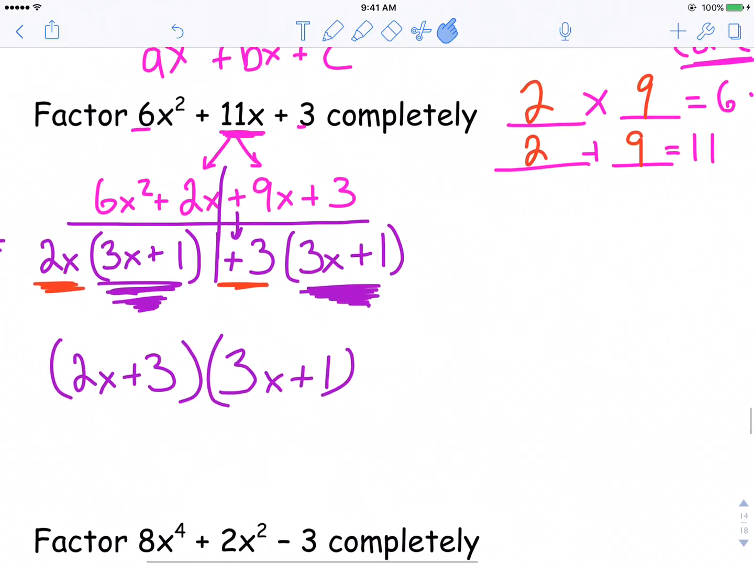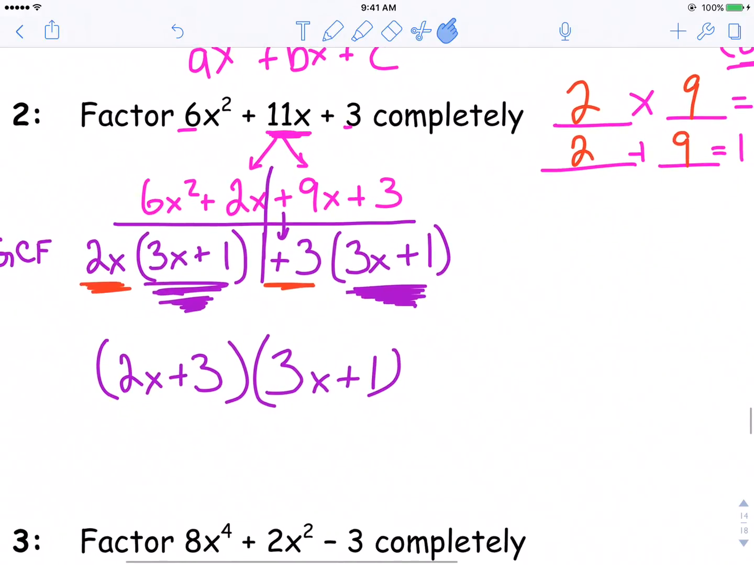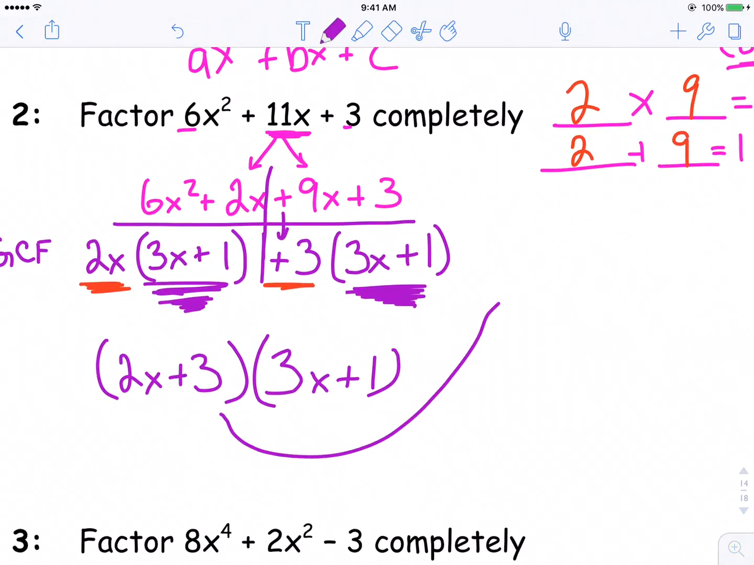And again, with all of these questions, quick check. I could very quickly take this, do FOIL, check to see if it works out to what I started with.